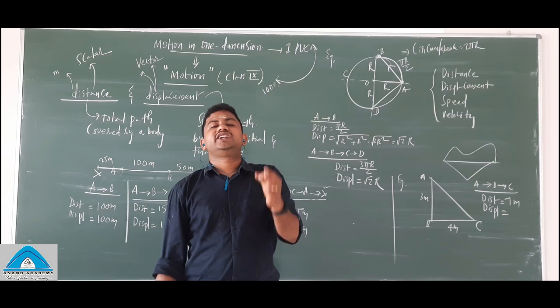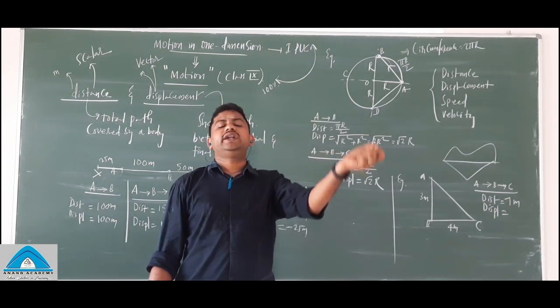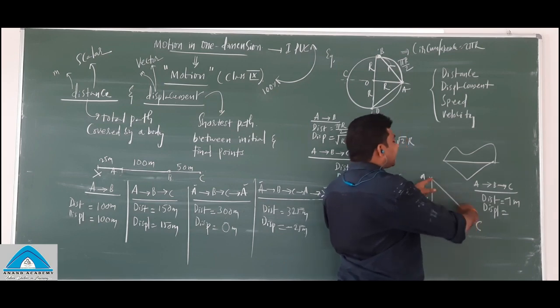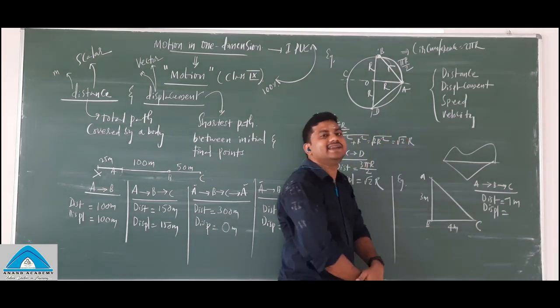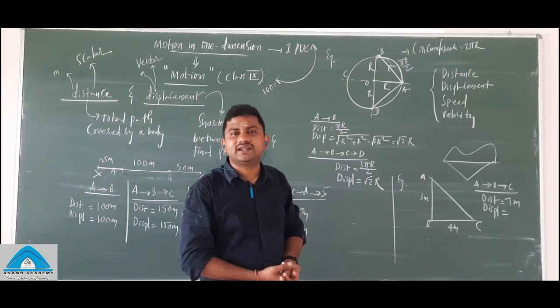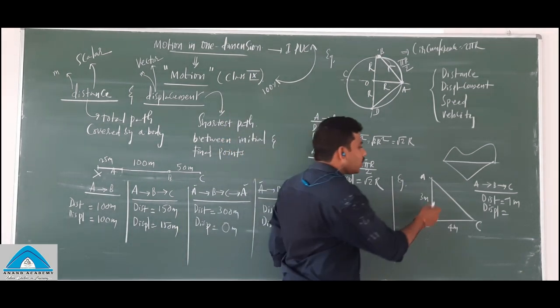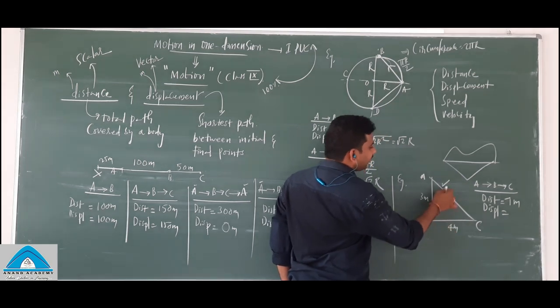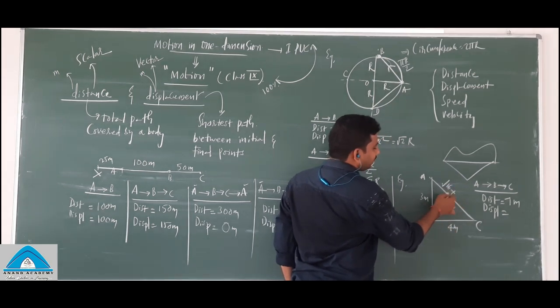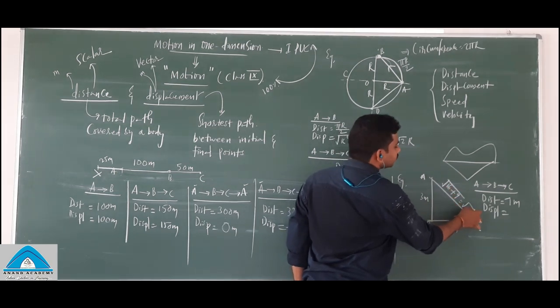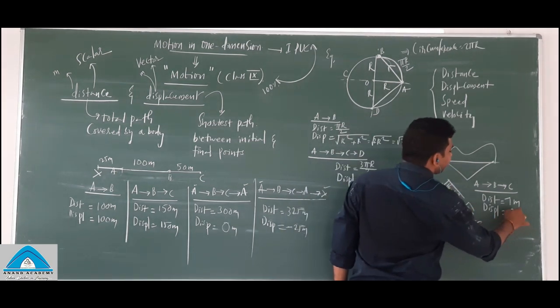I told you already, for displacement, the initial point and final point are identified. Draw a straight line. Yes, already the straight line. You can easily find the length of the straight line by using the Pythagoras theorem. What is that? Square root of base square, 16, plus height square, 9. Root 16 plus 9 is root 25, which is 5 meters.